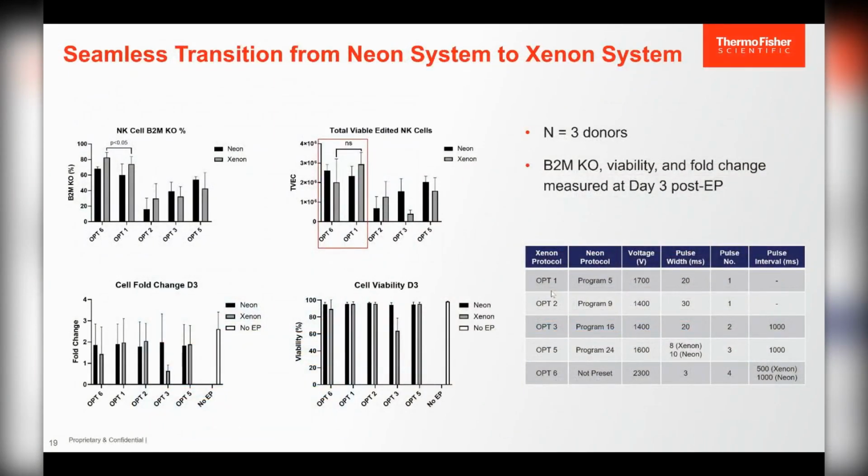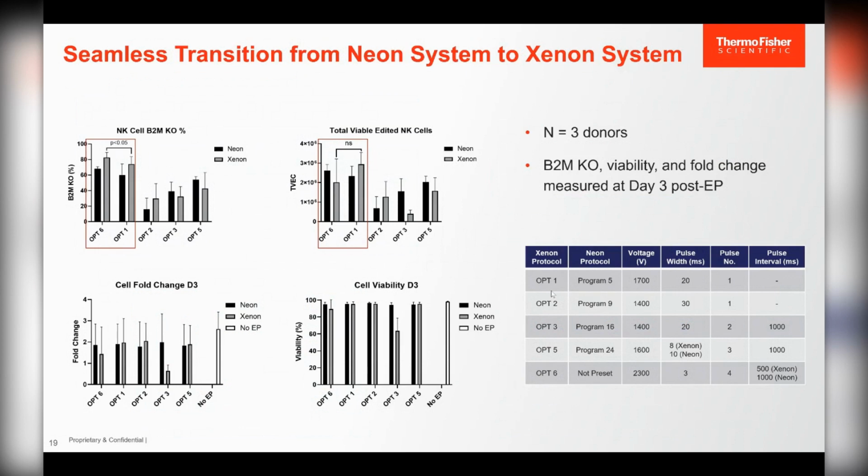So the top performing protocols on both Neon and Xenon were, as we can see, optimization 6 and optimization 1. These protocols resulted in the highest knockout of our target, B2M. Not only that, we also saw high viability of the edited NK cells, and both programs show high cell viability as well as fold expansion. You can see in the tabular form on the right side that the different programs have different pulse width and voltage.